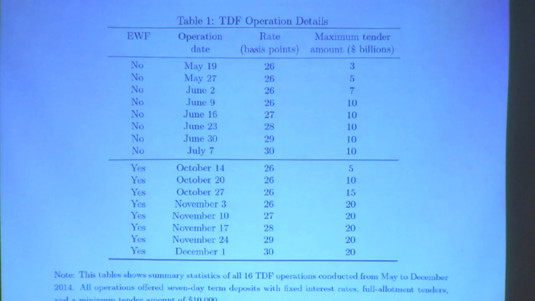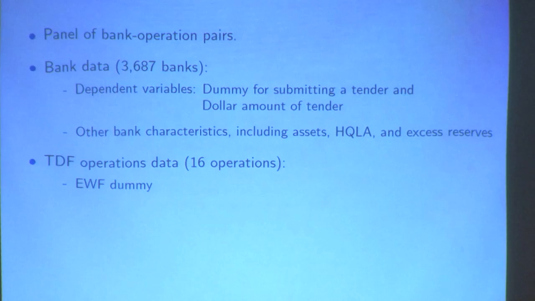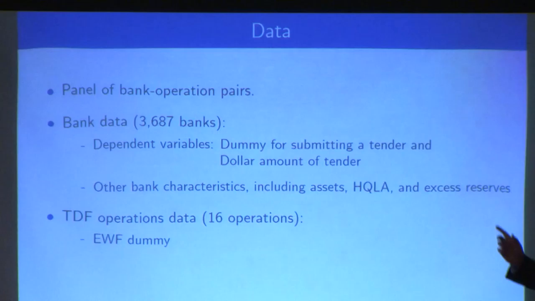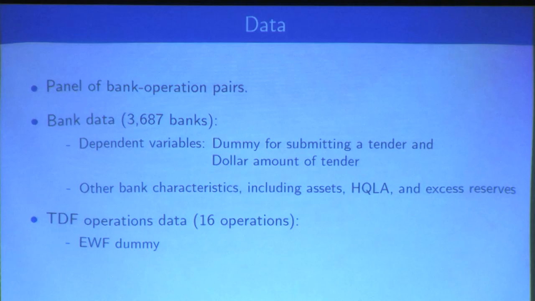So the data we have is a panel of almost 4,000 banks. The dependent variables are a dummy for submitting a tender and the dollar amount of the tender. We are using mainly the dummy for submitting a tender as opposed to the dollar amount because the dollar amount is censored from the left and from the right. We have a minimum tender and we have a cap too. So it's easier to interpret the results when we use the dummy for tender offered.